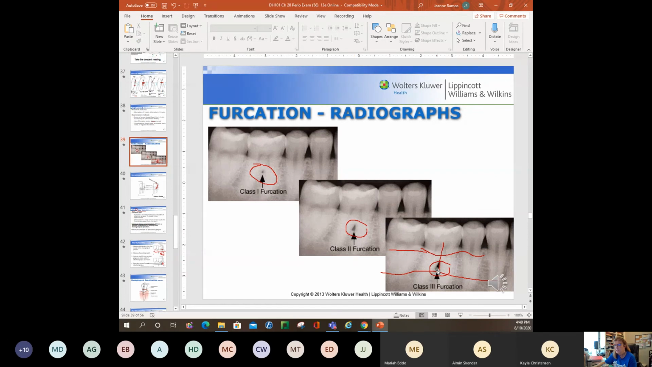Then it becomes a class 3, where maybe the gingival margin is still up here, but the base goes all the way down here. You put your probe in and you're all the way down here. And if you angle it almost horizontal, in a 3 you can go from one side clear to the other.